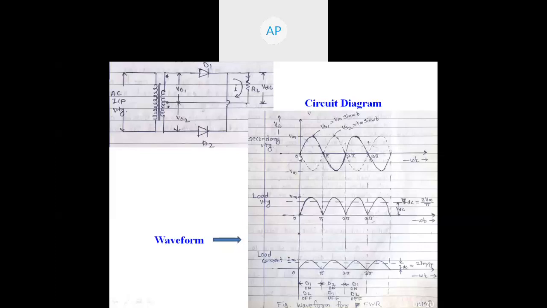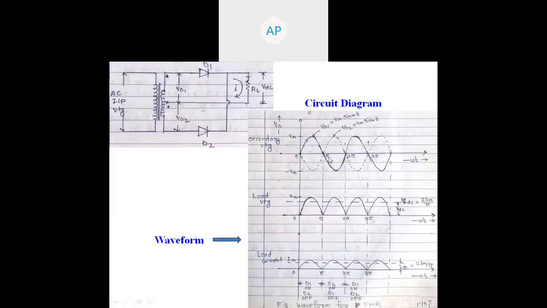So finally we can say that during the interval 0 to pi, D1 is conducting and D2 is non-conducting. Therefore the voltage is available at the load due to the conduction of D1. So it's indicated as D1 on and D2 off. As the input is available here, the shape of the output available at the load is given like this. That is the interval 0 to pi we have considered.